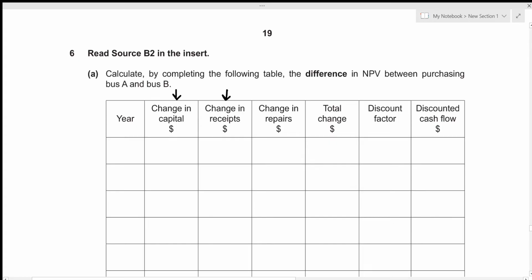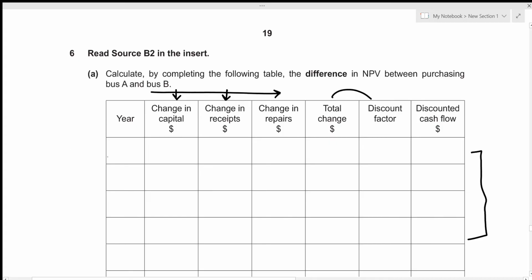And then we are required to find the total change, which we will figure out by adding these 3 columns, and then the discount factor, which is already given in our question. Then we multiply our total change with the discount factor in order to figure out our discounted cash flow. Then we'll add the total discounted cash flow in order to figure out the difference in NPV, because we have already calculated the total change in the cash flows, right? So if we're talking about discounted cash flows, that's going to be the difference between the discounted cash flows between Bus A and Bus B, so we can easily figure out the difference in NPV.